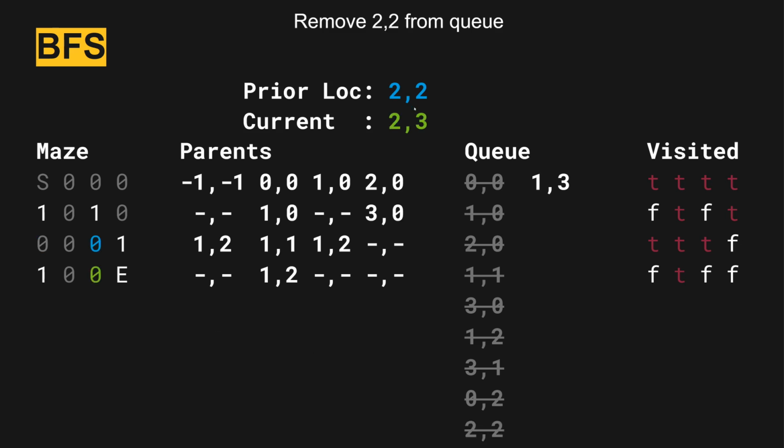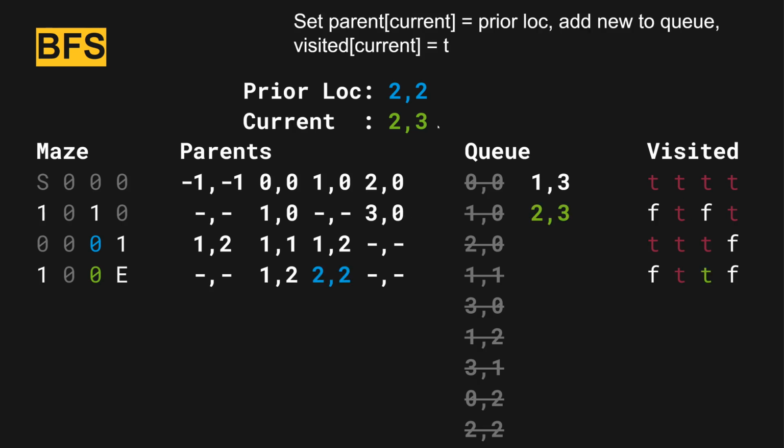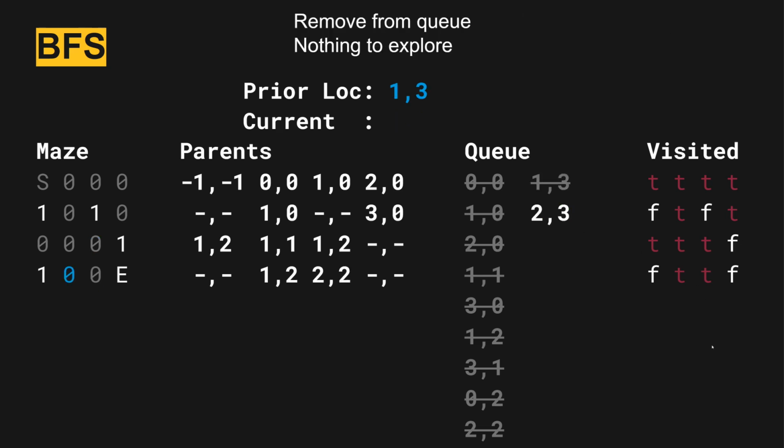Next, we look at 2, 2 as our prior location, which is right here. And we can go south to 2, 3. So 2, 3 is our current. We'll add 2, 3 to the queue. We'll mark the location 2, 3 as originating from 2, 2, and we'll mark visited as true.